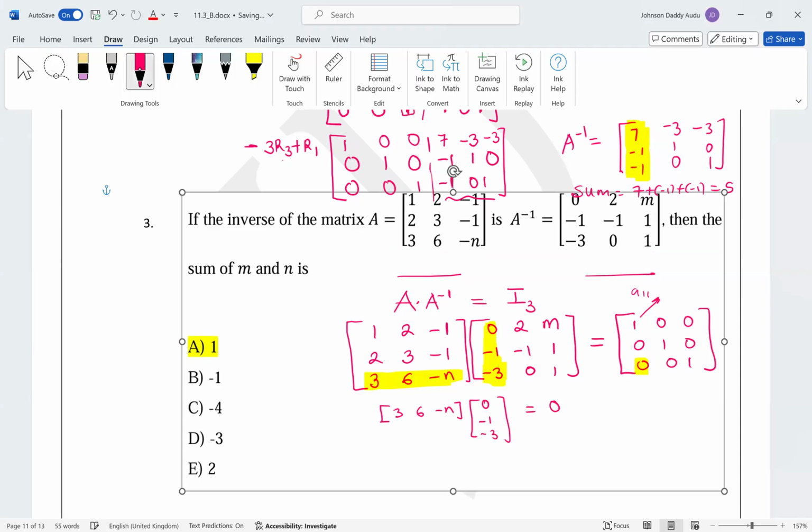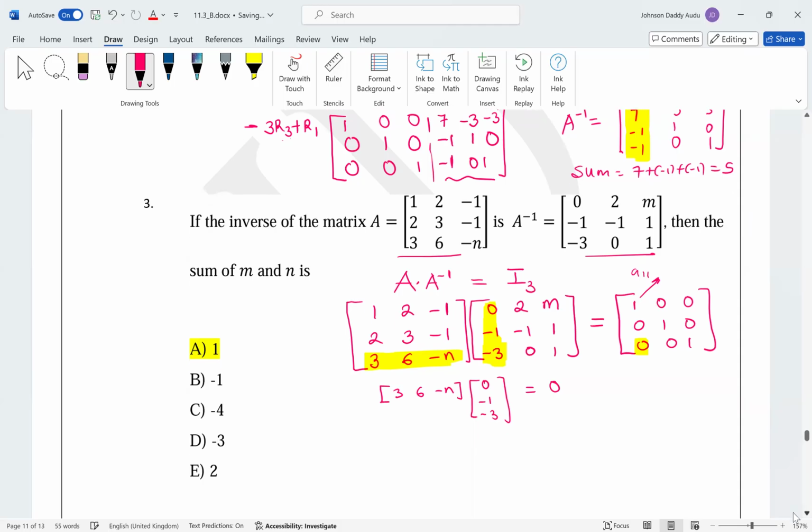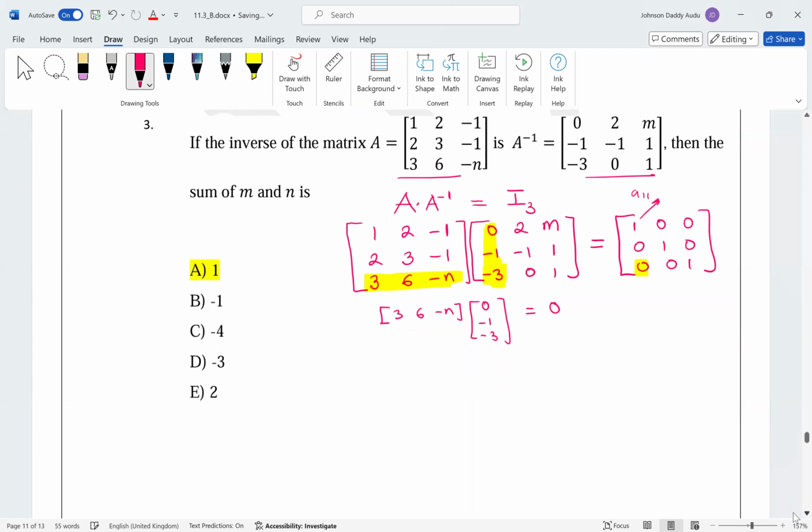Okay, so what do we do now? We just need to multiply. All right. So if you multiply 3 times 0, it's going to be 0 minus 6, then plus 3n equals to 0. So 3n is going to be 6. So n is 2.